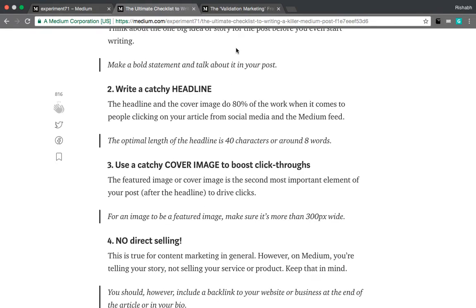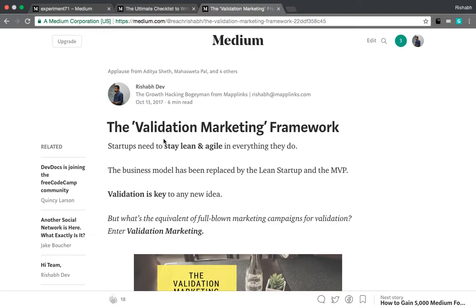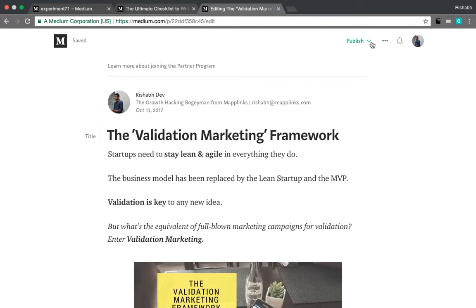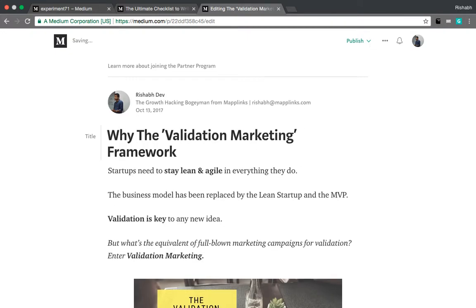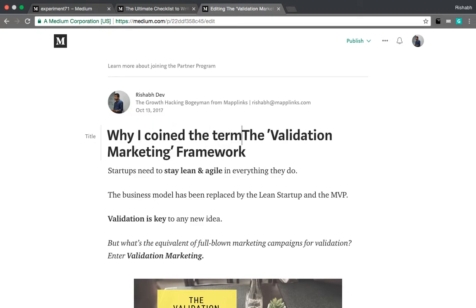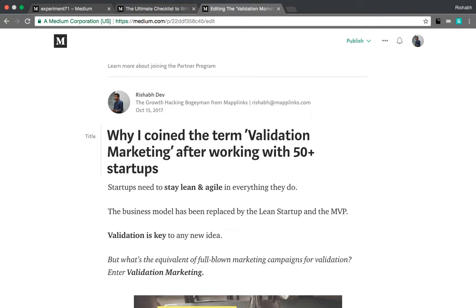Second one, write a catchy headline. The validation marketing framework is okay, but it's not the best. We're going to start editing this a little bit. The validation marketing framework, I could say something like, why I coined the term after working with 50 startups. Now, this is another way of saying it. It's the same thing, but this is more like the reason why I wrote this article, right? It's not what I'm writing about.